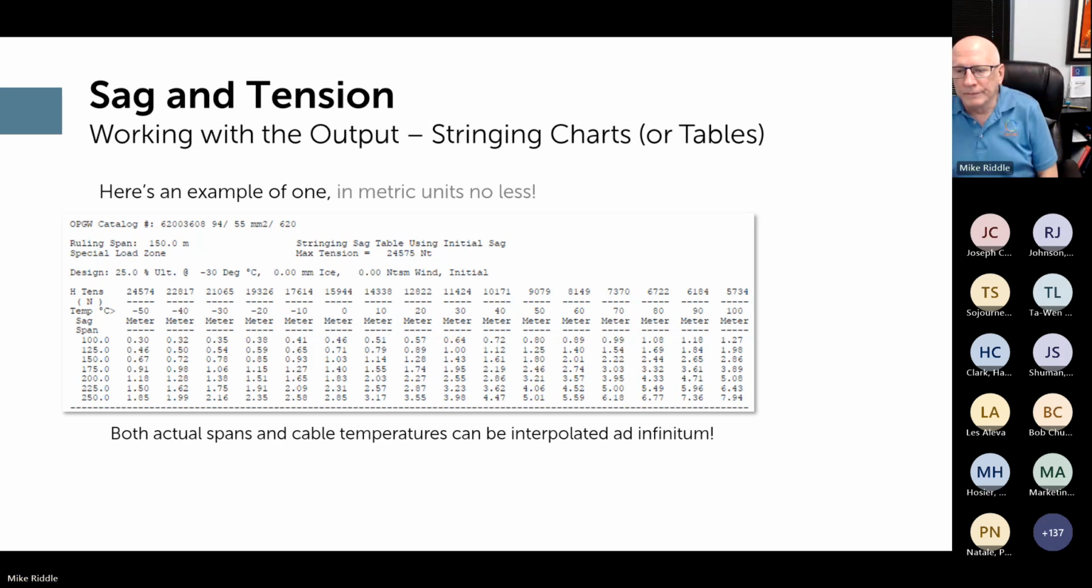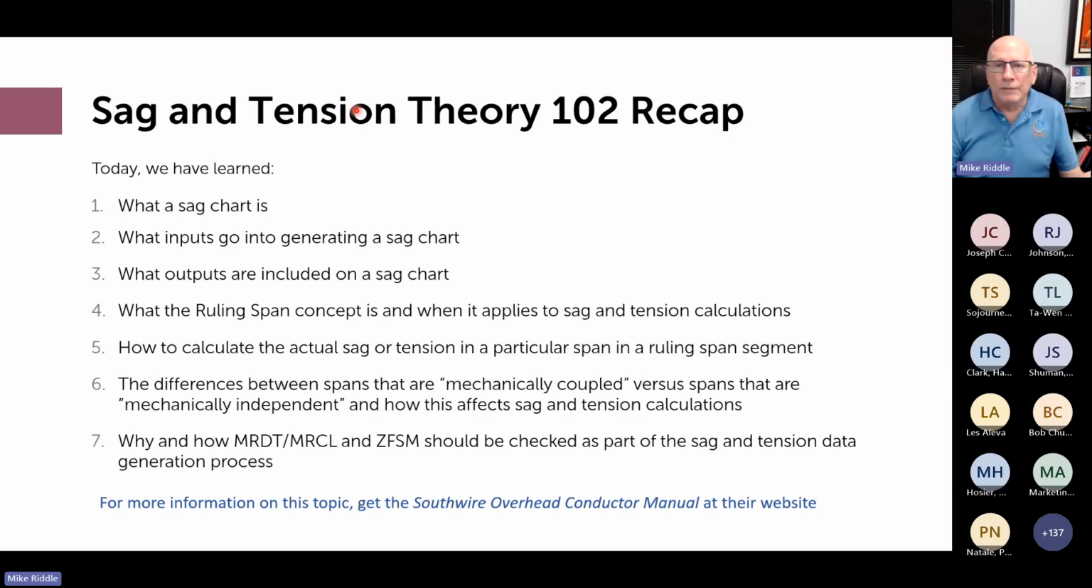So we've learned about what a sag chart is. We've learned what inputs go into it. We've looked at the outputs. We've talked about the ruling span concept, when it applies, when it doesn't apply. We've looked at how to calculate the actual sag or tension in a particular span within a ruling span segment. We've talked about the difference between spans that are mechanically coupled and ones that are mechanically independent. And we've even looked at how to apply MRDT or MRCL and zero fiber strain margin when you're doing this.